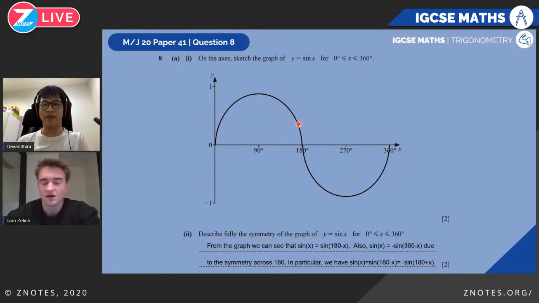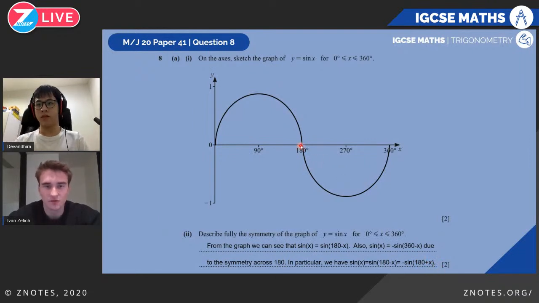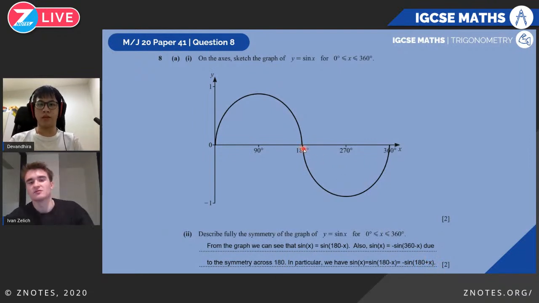Yep. So as Devan said, if you rotate this here, you would get this identified with this. What that is telling you is that sine of 180 minus x is the negative of sine of 180 plus x, which is basically what I've said here. But as Devan said, you could also say it's a rotational symmetry around 180. Perfect.